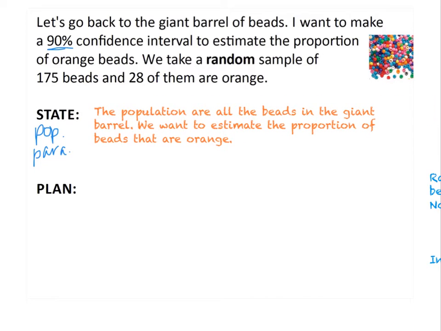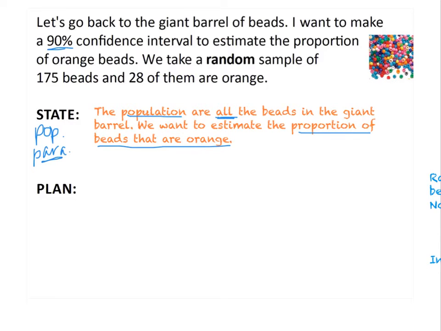So the population are all the beads in the barrel. We've talked about the population is the all. So population, all the beads in the barrel. But the parameter, or what we're looking for, is the proportion of beads that are orange. So this would be a complete answer to the state step. Notice there's context, and it talks about population, and then what am I trying to estimate? I'm trying to estimate the proportion that are orange. So state is done.